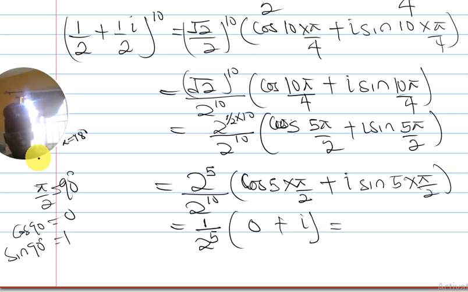So 1 over 2 raised to the power 5 is 1 over 32. The final answer is 1 over 32i.